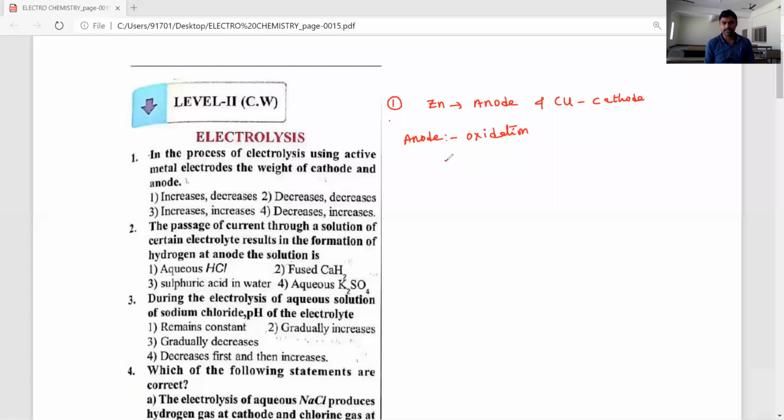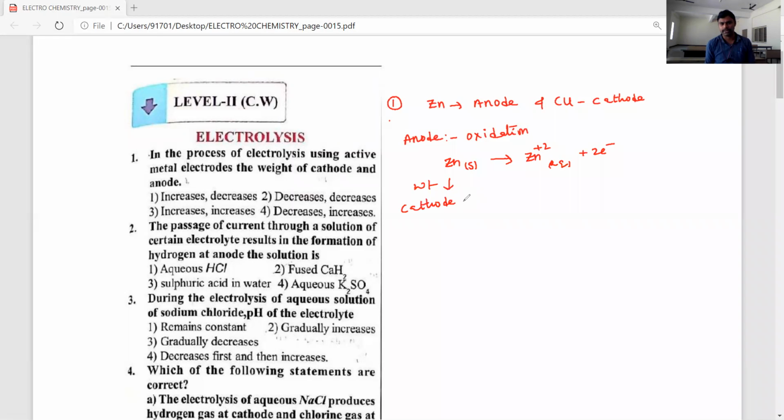So what is oxidation? Oxidation is nothing but zinc solid is converted into Zn2+ aqueous, which means anode weight decreasing and loss of electrons. So the weight of anode decreases. The second one is at cathode.